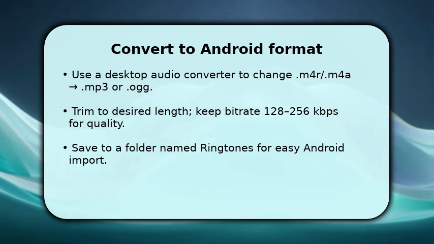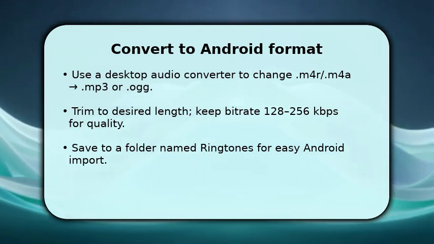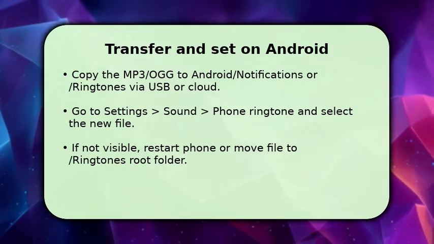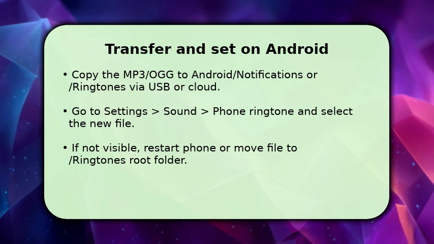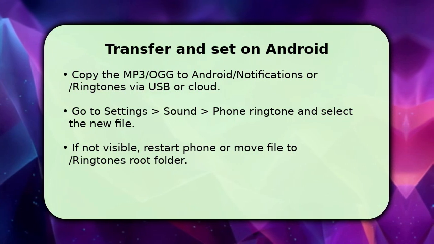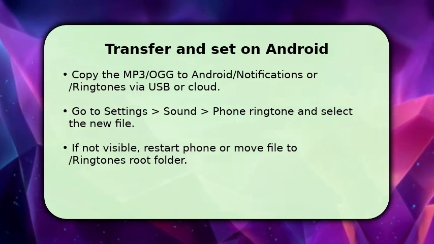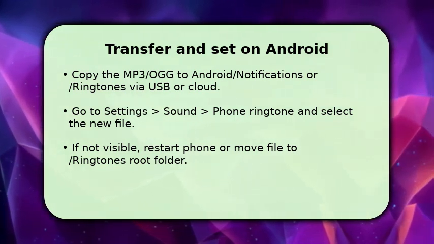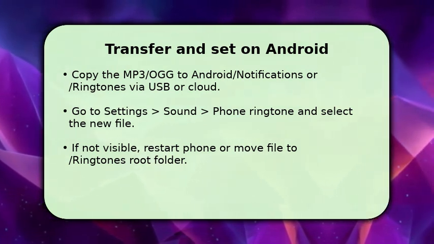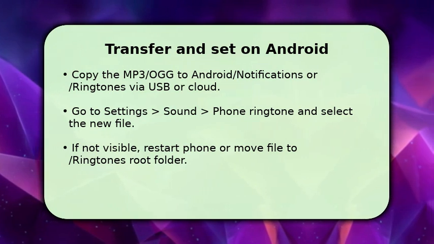After conversion, you're ready to transfer the file to your phone. Now transfer the converted file to your Android via USB, MTP, or cloud storage. Place it in the Ringtones or Notifications folder. Once done, open Settings, Sound, and choose Phone Ringtone. Pick your new file. If Android doesn't show it, make sure the file name has no weird characters, restart the phone, or move it to the root Ringtones folder.